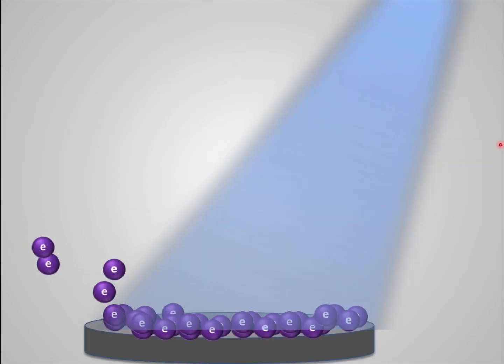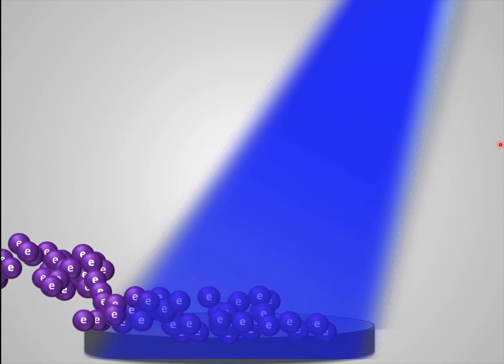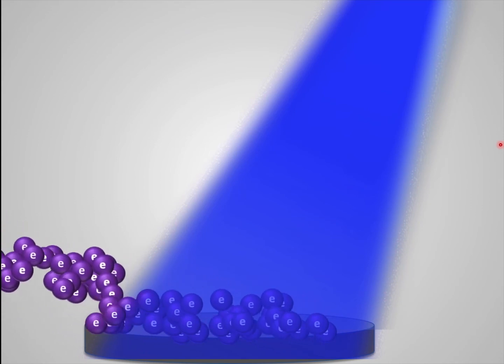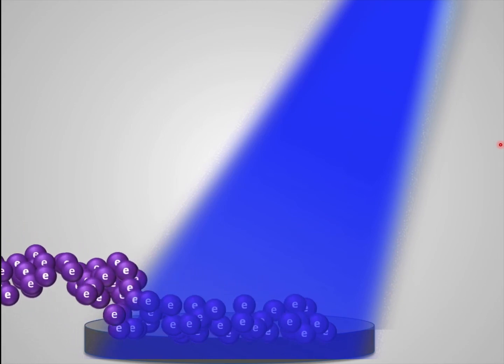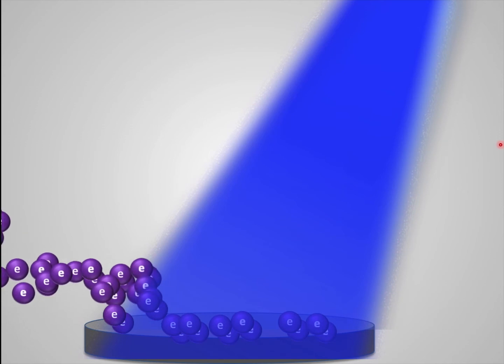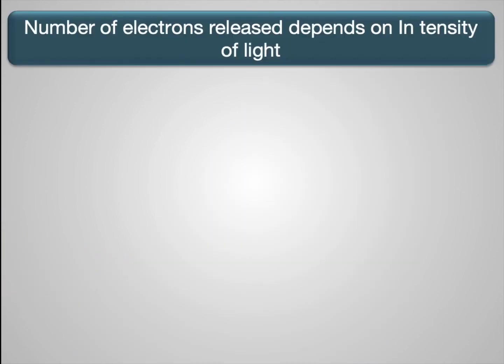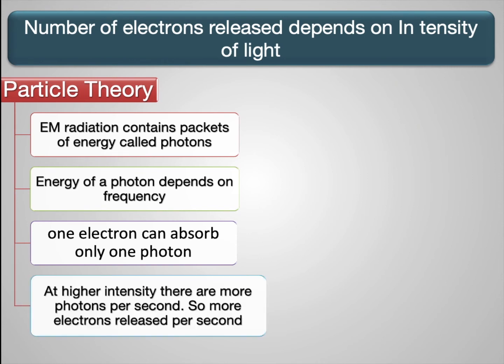Now, what will happen if you apply a bright blue light? So, I'm changing to a bright blue light. What you see is a large number of electrons are emitted because a bright blue light will have more photons. So each photon will release an electron. So the number of electrons emitted will be more when you apply a bright light compared to a dim light. So this is what you just observed. More electrons emitted when you applied a brighter light. The particle theory explanation is exactly the same. A brighter light means more photons per second, so it will emit more electrons per second.